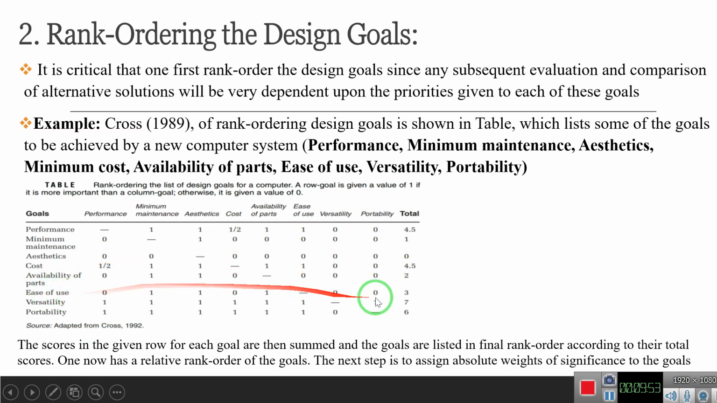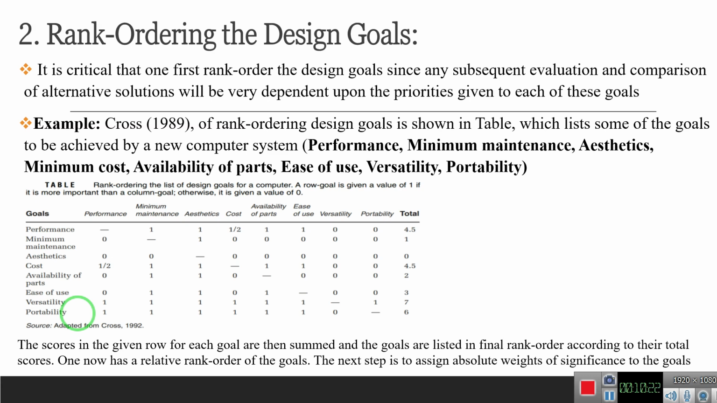Ease of use 3. Versatility 7. What is versatility? Ruggedness. More parallel operation should be done. Portability 6. Now, based upon this, tell me which has more weightage. Total 7 means versatility. The computer does more operations at a time and should be strong. Versatility for many operations at a time.